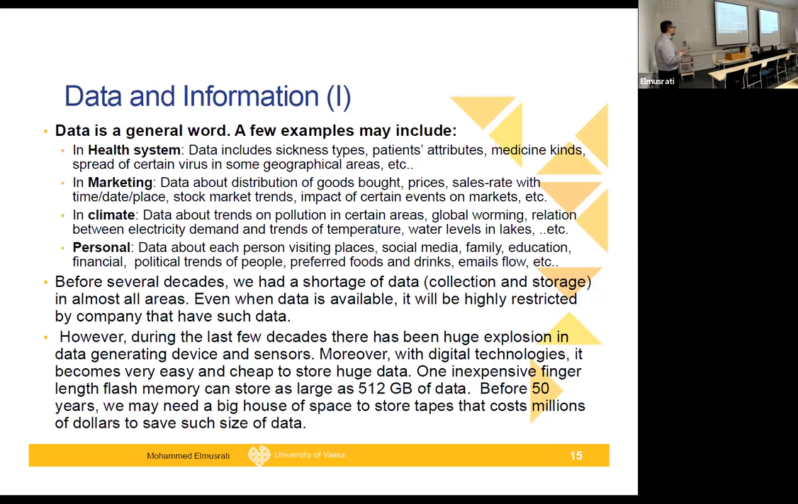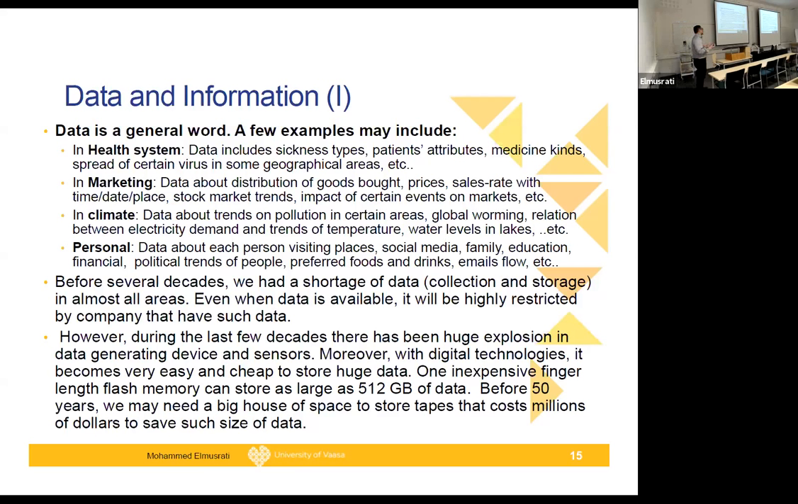In marketing, we might have different kinds of data, like distribution of goods bought, prices, sales rates, with time, date, place, stock market trends, impact of certain events on markets, and so on. Climate change as well, we have a lot of data about that. Personal data can be, for example, visited places, social media, family, education, financial situation, political trends of people, preferred foods and drinks, email flow, and so on. So those are data.